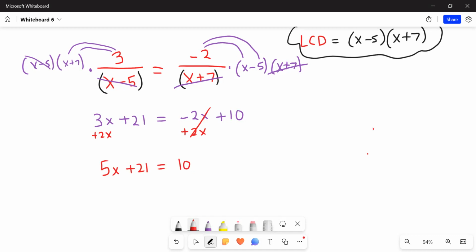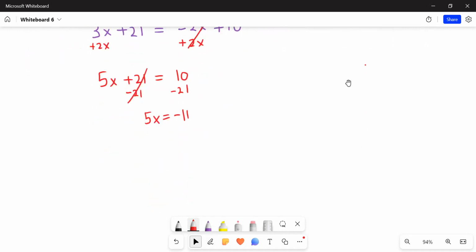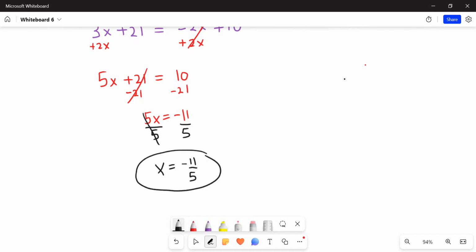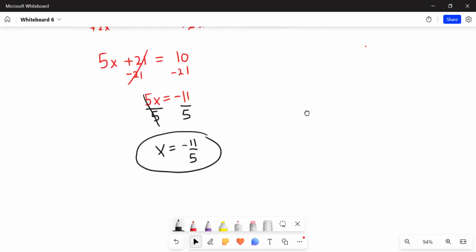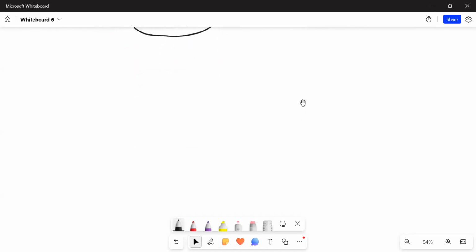My next step, I'll subtract 21 from both sides, leaving me with 5x equals negative 11. And then one last step, to get x by itself, dividing by 5 on both sides, x will be equivalent to negative 11/5. Now this answer seems to be good because it doesn't cause any issues of dividing by 0. Let's take a look at one other example. I told you I would give you two examples. The second one is a little more complex.